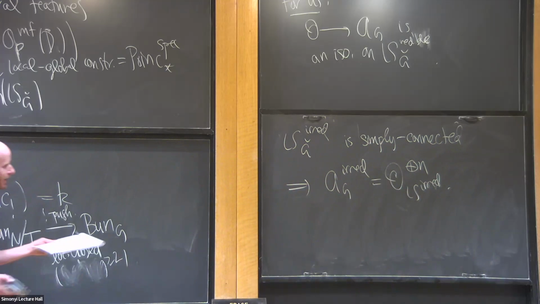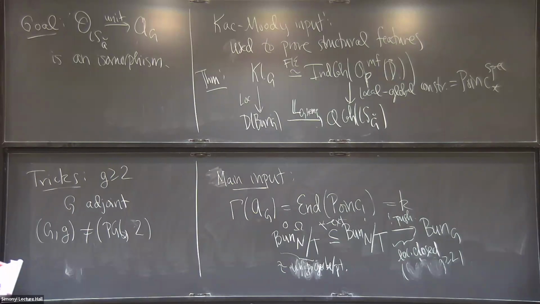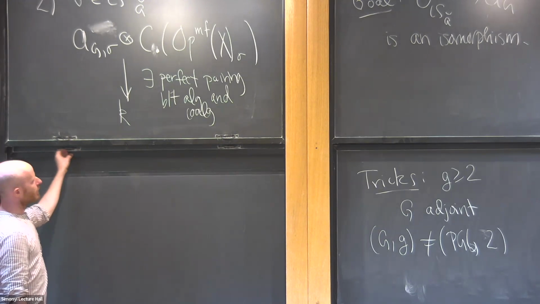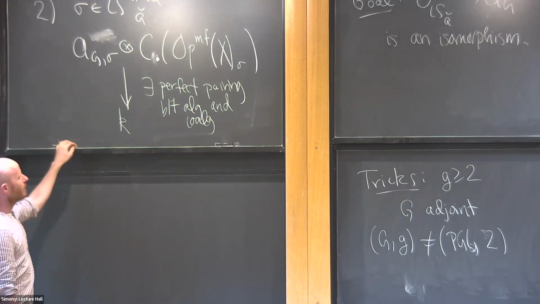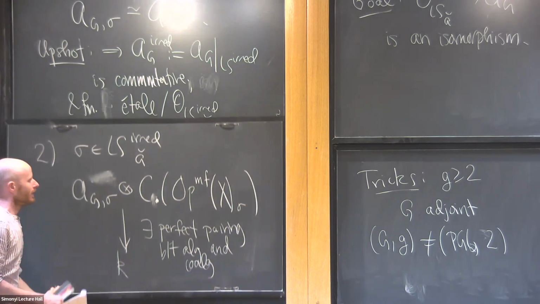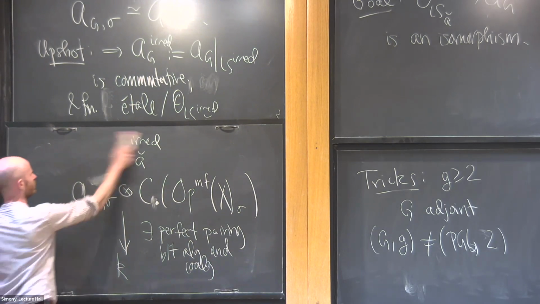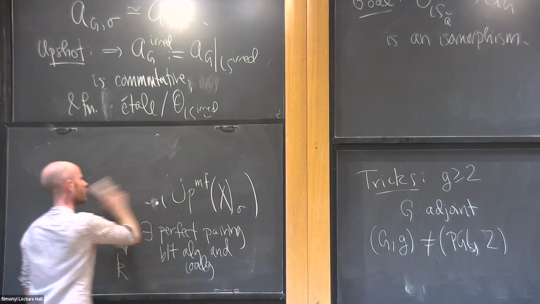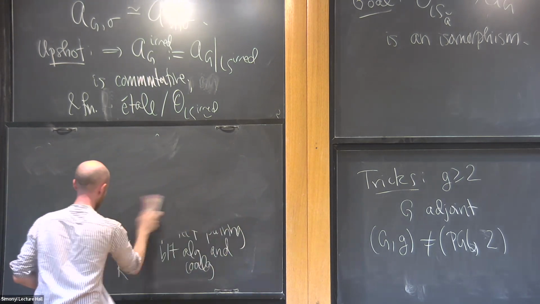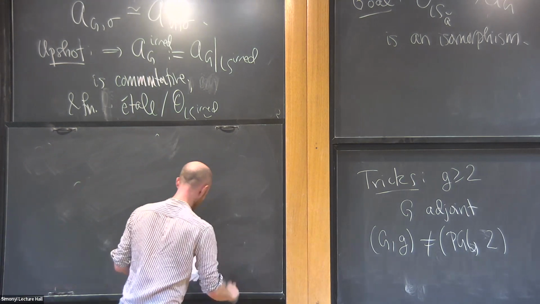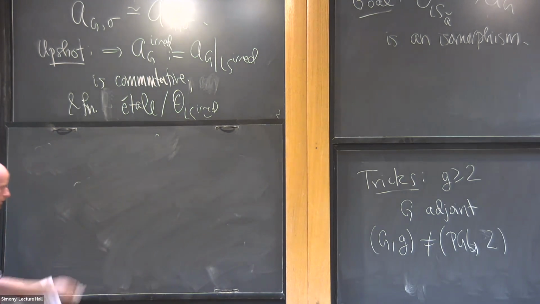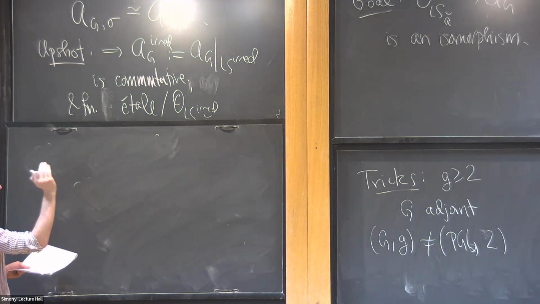Because let me just remind, I'm supposed to show a particular map is an isomorphism, but it's a map of algebras. And if you think about the fibers at every point, if you know the fibers are one-dimensional, a map of one-dimensional algebras is an isomorphism. Everything's unital. So I need to show that this n is equal to 1.